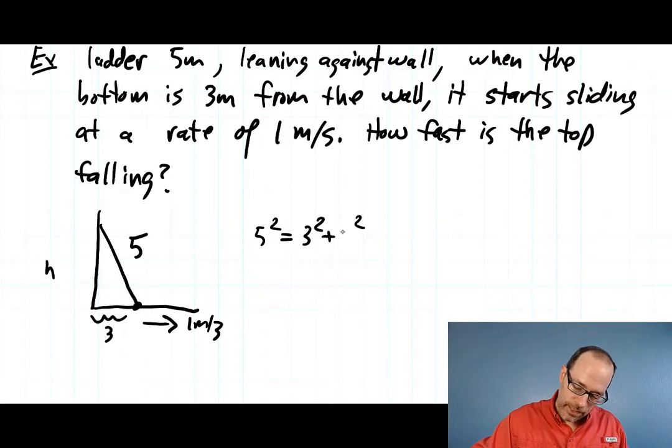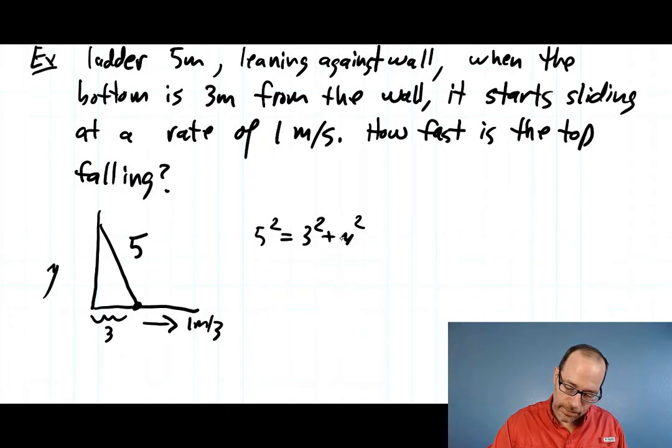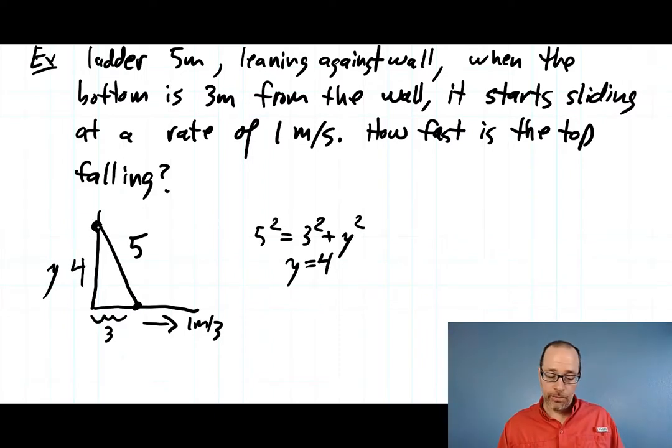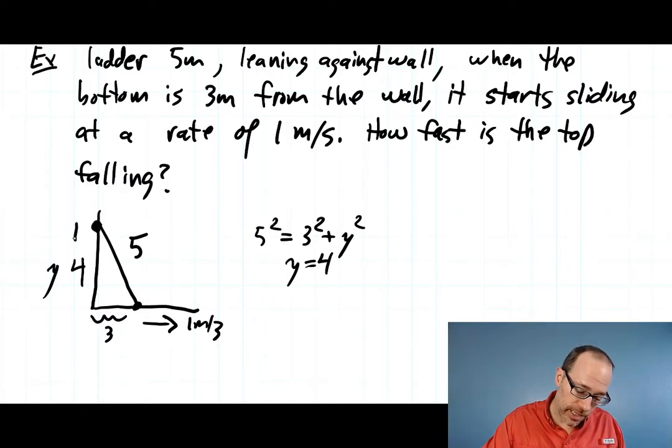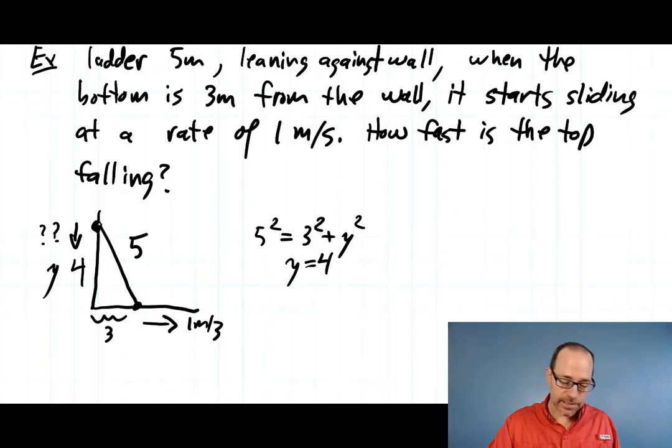The height on this side, let me call it y. And then you can solve from this that y is equal to 4. So in fact this side is 4. Oh, by the way, I did it without even thinking. When they say it's moving at a rate of 1 meter per second, that's velocity, right? And so they ask how fast is this falling? That's a velocity question. So the whole question is, how fast is this tip of the ladder sliding down?